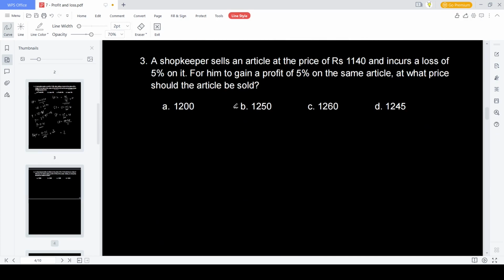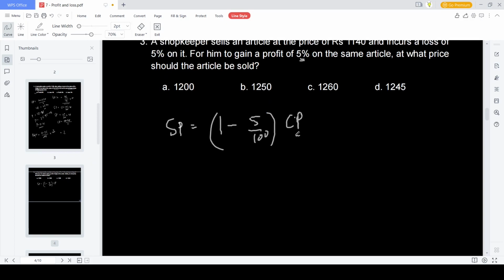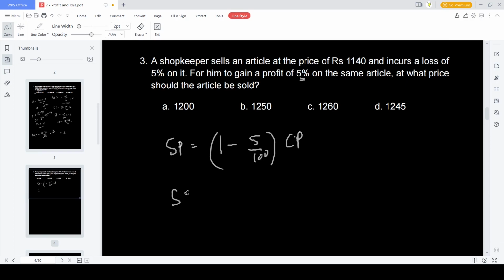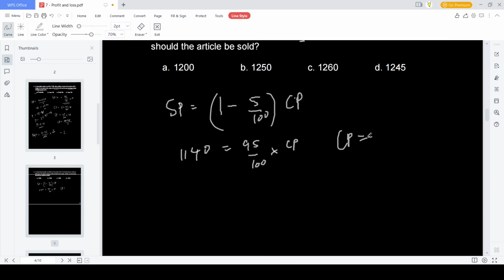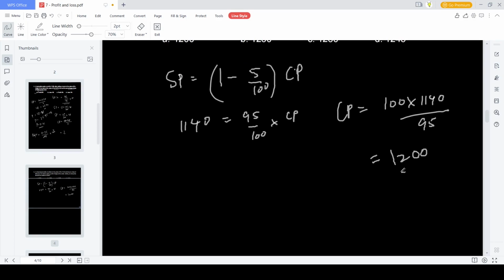A shopkeeper sells an article at rupees 1140 and incurs a loss of 5% on it. For him to gain 5%, what price should it be sold at? He incurs a loss of 5%. That means selling price is equal to 1 minus 5 by 100, because of the 5% loss, into cost price. This selling price is 1140, so 1140 equals 95 by 100 into cost price. So the cost price comes as 100 into 1140 divided by 95. So this becomes 1200.